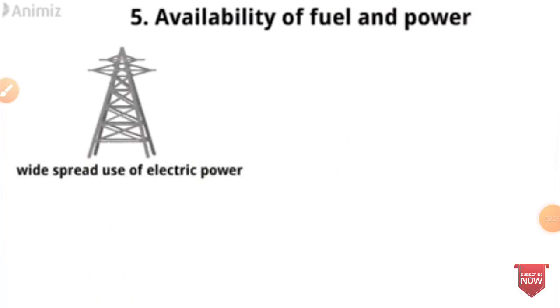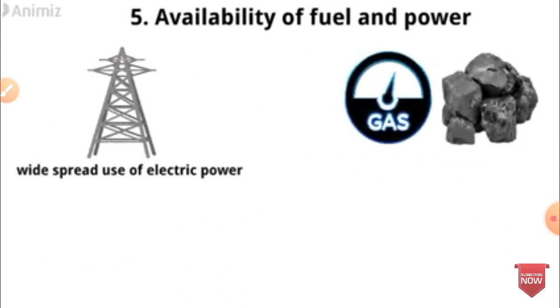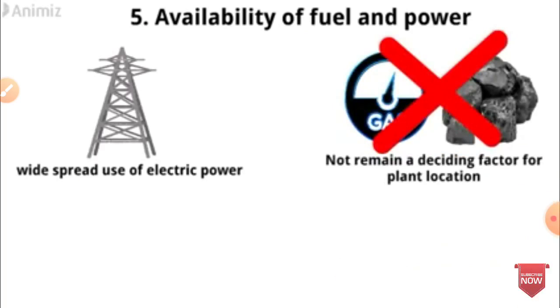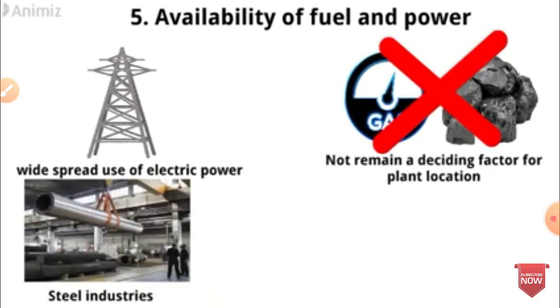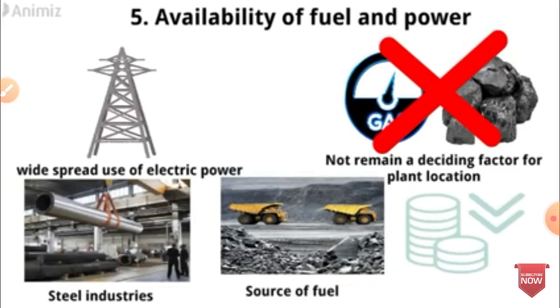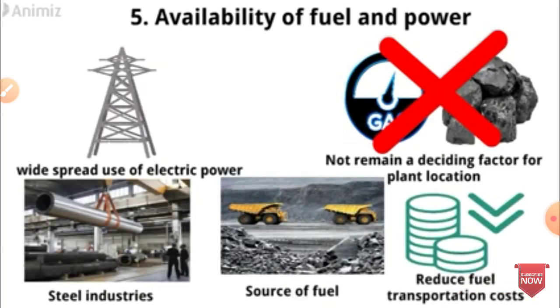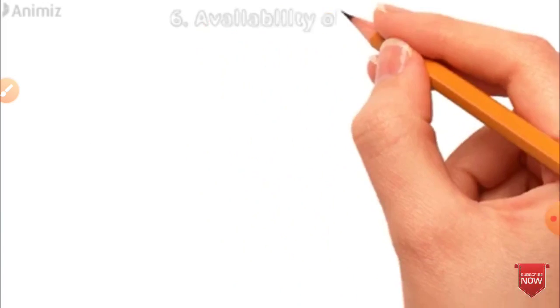The fifth one is availability of fuel and power. In plant location, widespread use of electric power remains a deciding factor for plant location, and for the steel industry, a nearby source of fuel reduces fuel transportation cost. So availability of fuel and power is important.